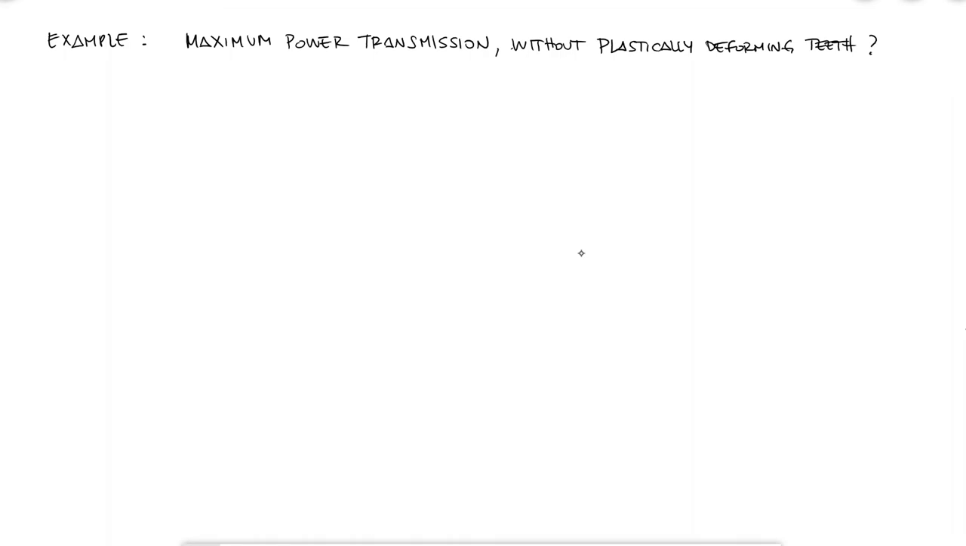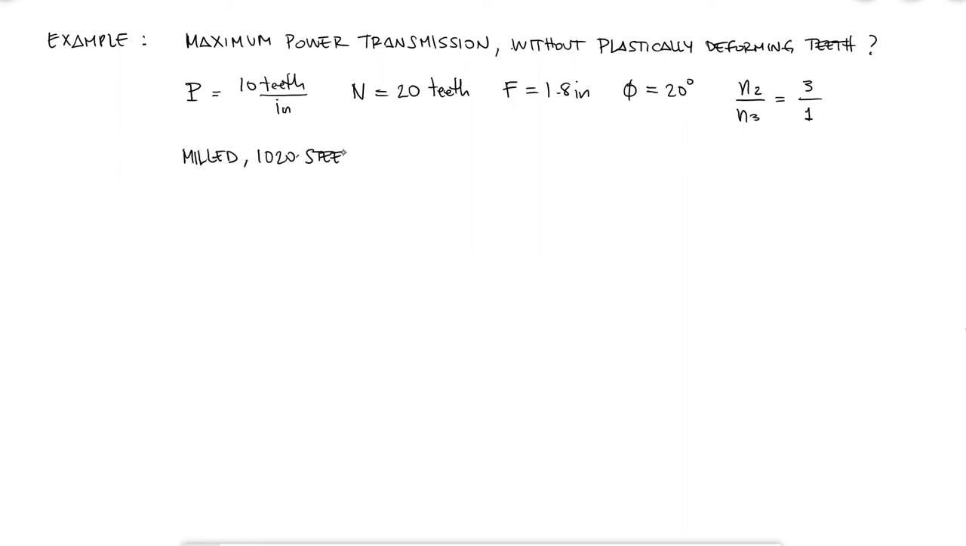A spur gear of diametral pitch 10 teeth per inch and 20 teeth with a face of 1.8 inches and a pressure angle of 20 degrees is connected to another spur gear to obtain a 3-to-1 reduction in rotation speed. They are made out of milled 1020 steel. We know that the pinion, that is, the small gear driving the other gear, is rotating at 1200 RPM, and we want to use a design factor of 2.